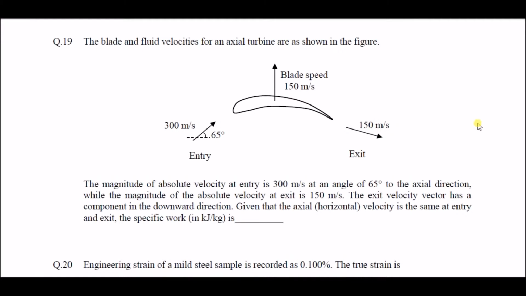Question 19. The blade and fluid velocities for an axial turbine are as shown in the figure. The magnitude of absolute velocity at entry is 300 meter per second at an angle of 65 degrees to the axial direction, while the magnitude of absolute velocity at exit is 150 meter per second. The exit velocity vector has a component in downward direction. Given that the axial horizontal velocity is the same at entry and exit, the specific work in kilojoule per kg is.